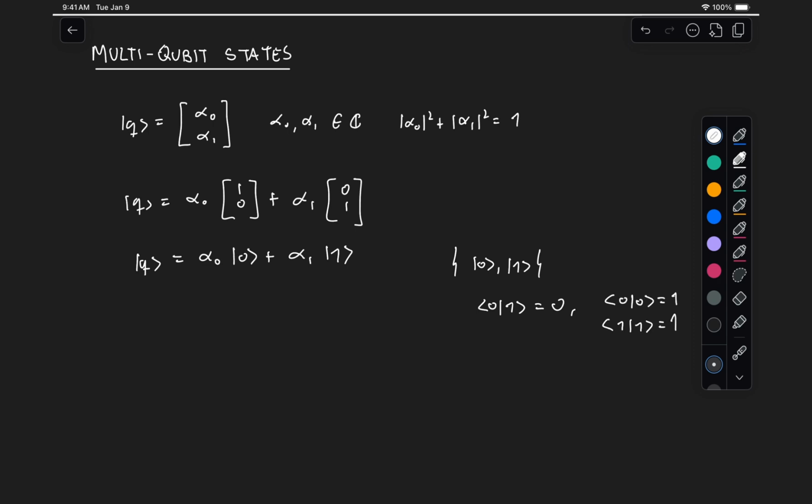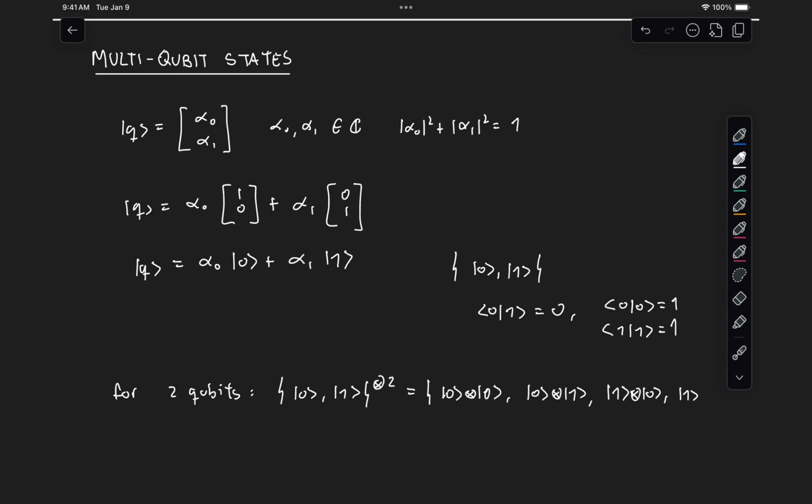Now, in the case of multiple qubits, we can generalize this definition for our quantum state by using the Kronecker product. So we can say that, for example, for two qubits, we have a basis composed of all the states that are combinations of state 0 and state 1. With this notation, we mean state 0 tensor 0, state 0 tensor 1, 1 tensor 0, and 1 tensor 1.